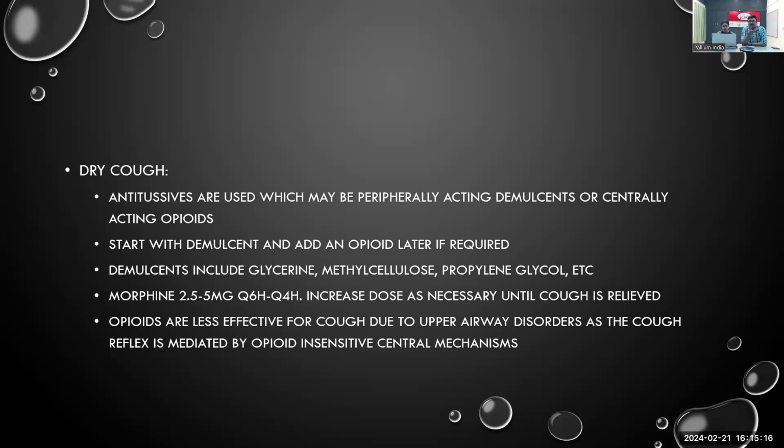Usually we have morphine commonly available. That's why morphine is a prime example. 2.5 to 5 milligrams, 6 to 4 hourly, can be given, and increase the dose as necessary. The issue with opioids is that they are effective for cough suppression as long as the cough is coming from lower down. If it's an upper respiratory tract issue, some obstruction or an infection in the upper respiratory tract, morphine and opioids in general tend to be not as effective. That you have to keep in mind.